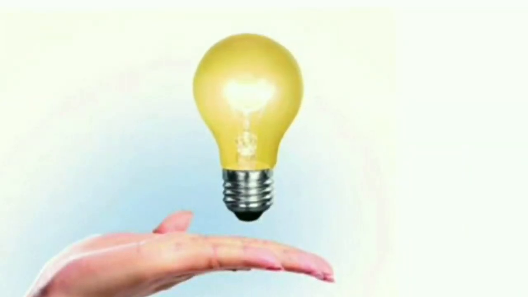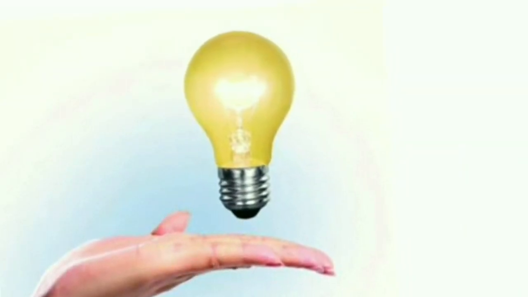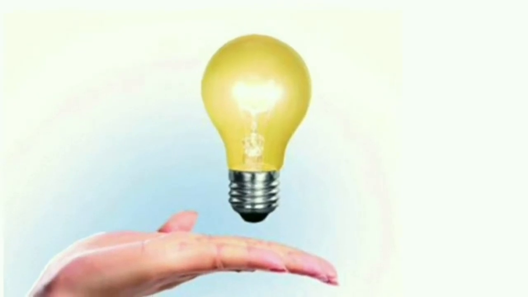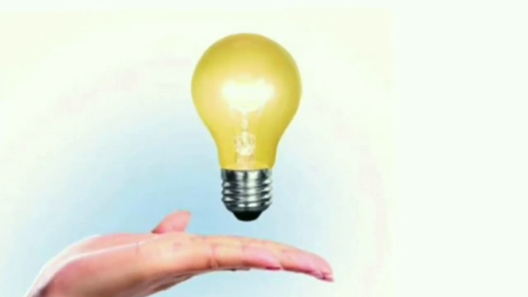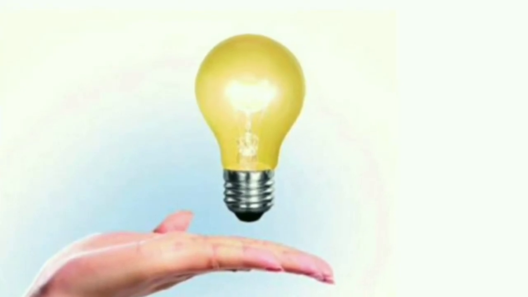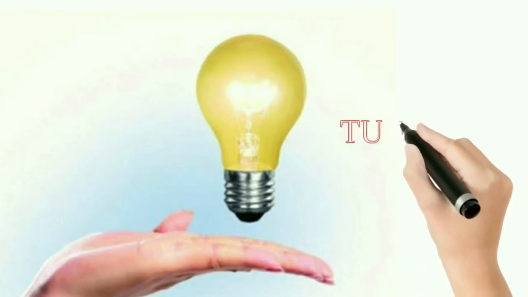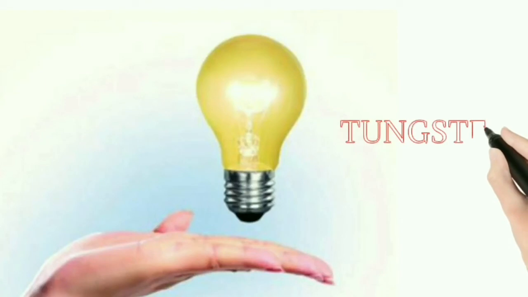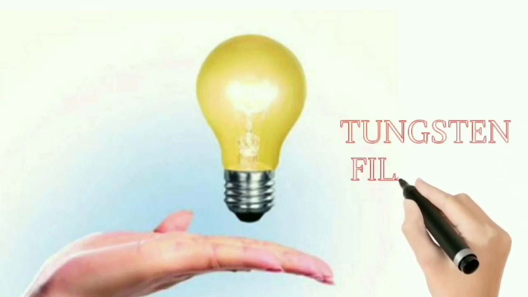Nowadays we cannot see this bulb much, as we have so many LED bulbs, am I right? This is a bulb which is made up of a tungsten filament. It never melts, because its melting point is about 3414 degrees Celsius.